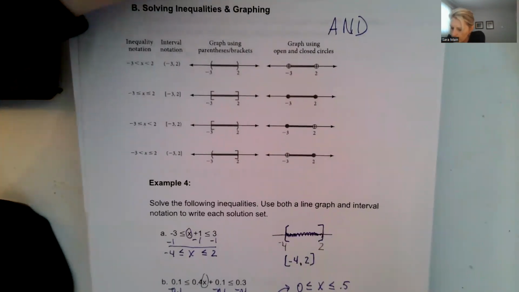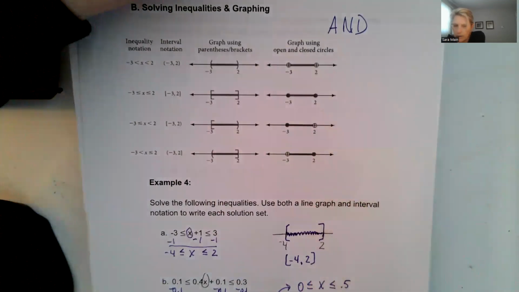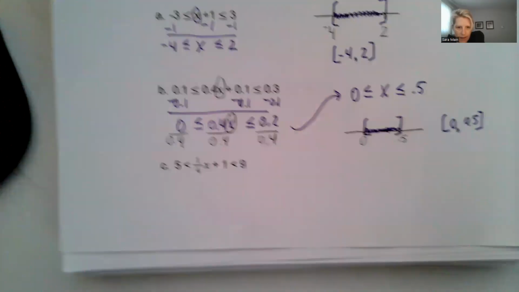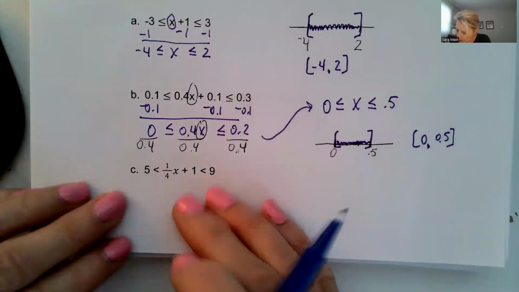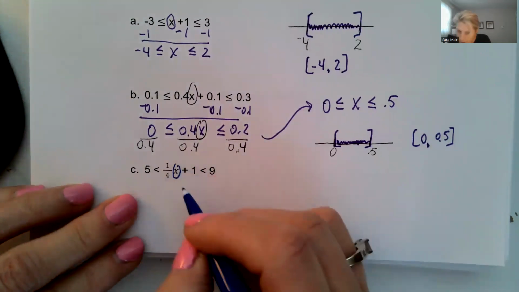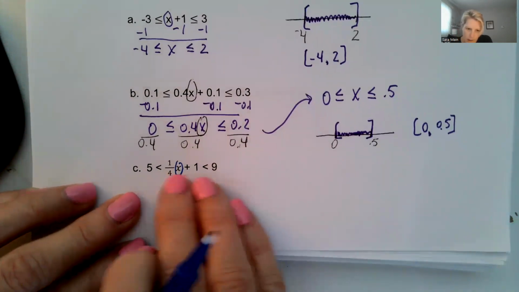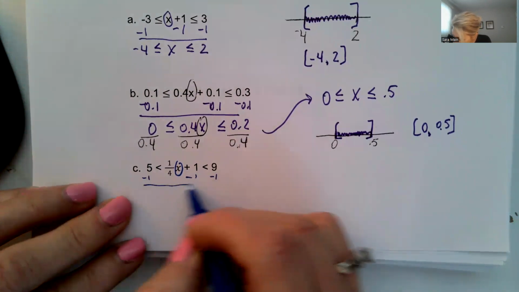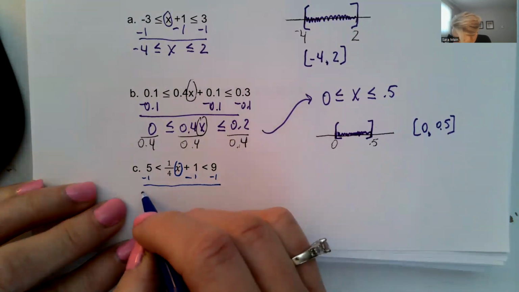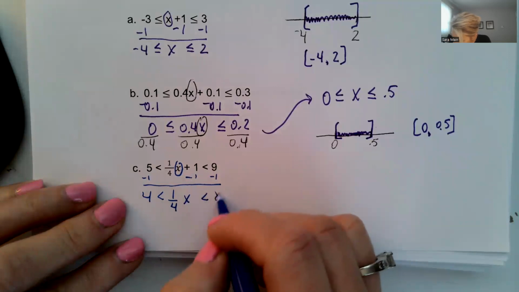Then we were expanding on the AND situation. Here are some great examples of the 4 situations that you would maybe want to put out and use on your test. And then let's solve this letter C down here. This is an AND situation. So I'm trying to solve for X, so I'm only doing operations that affect X. So I'm going to subtract 1 from all 3 parts. So we have 4 is less than 1/4 X is less than 8.